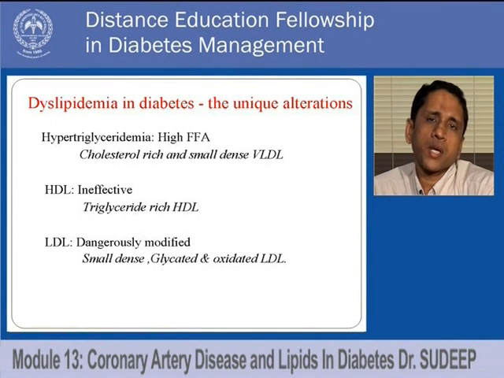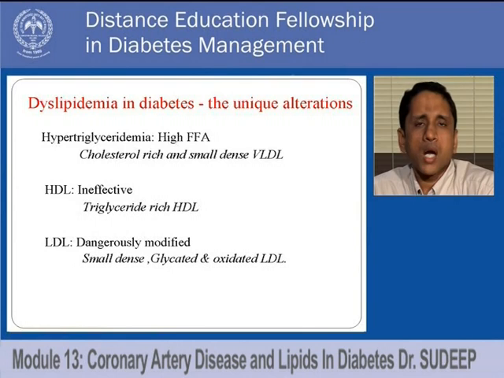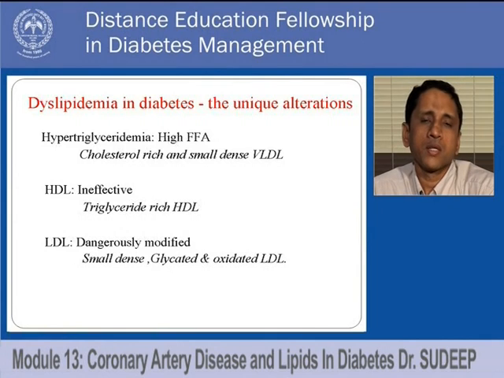Coming to dyslipidemia in diabetes, there are unique alterations in diabetic patients, not like what we see in the familial dyslipidemias and other dyslipidemias. Here they are characterized by hypertriglyceridemia, and cholesterol-rich small dense VLDL is present, and the HDL is highly ineffective in diabetic patients. This HDL is more triglyceride rich, and also the LDL is dangerously modified. It is small dense glycated LDL, which is more oxidative.